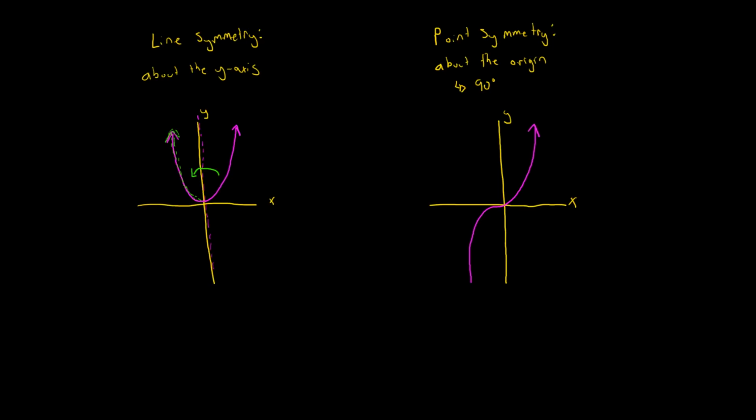We know that if we folded it across the y-axis, it would not work. It would look something like that. It wouldn't line up at all. So it does not have line symmetry, and that's pretty obvious. But what if we rotated it about the origin right here? Let me put that in a different color. There's a lot of emphasis on about the origin, because if it's not about the origin, then it's not point symmetry. That's very important.